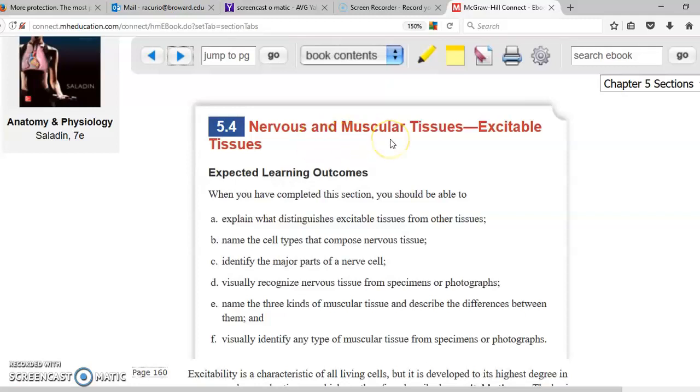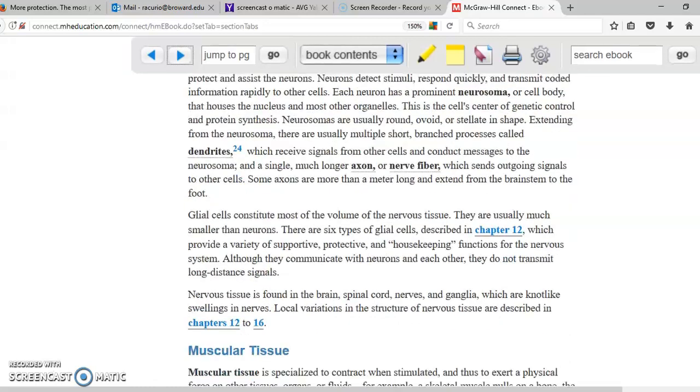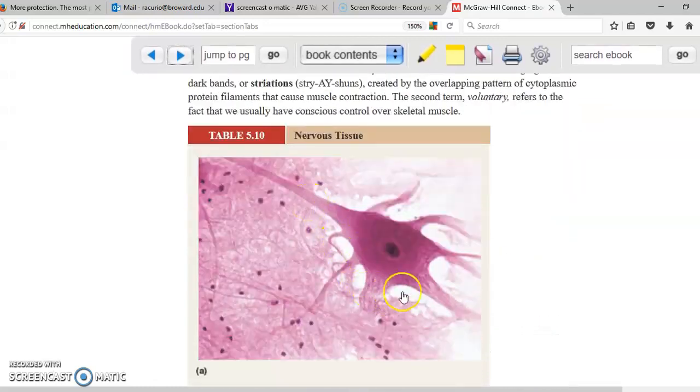Nervous and muscular tissues. Remember, we said that we have four primary tissues: epithelial, connective, nerves, and muscle. Again, since this is tissue, you need to know the cells that you have in the nerves and the cells that you have in the muscle. So for nervous tissue, the cells are going to be neurons and neuroglia. This is an example of a neuron.